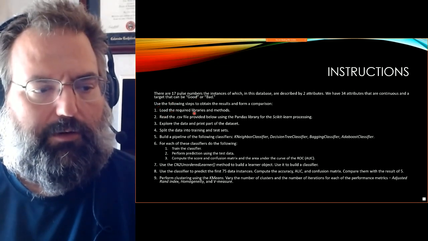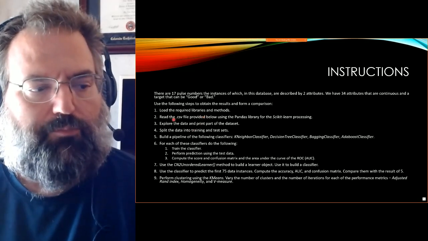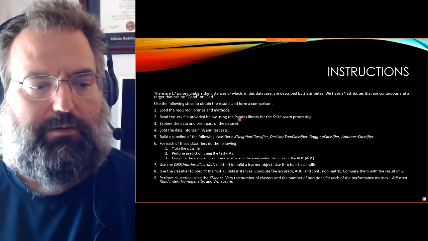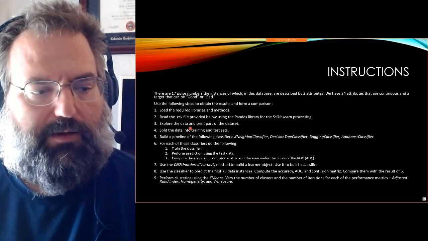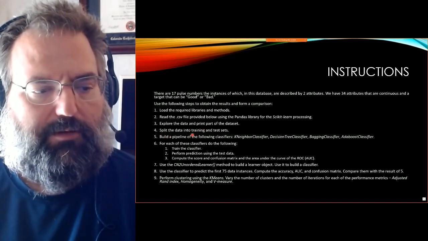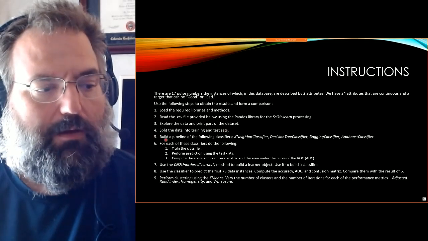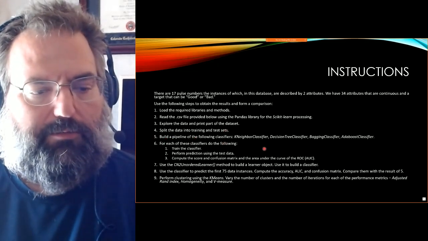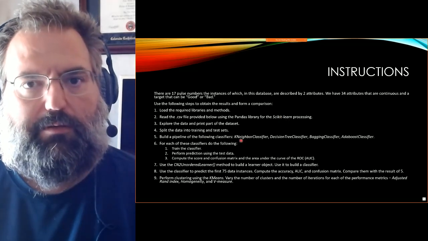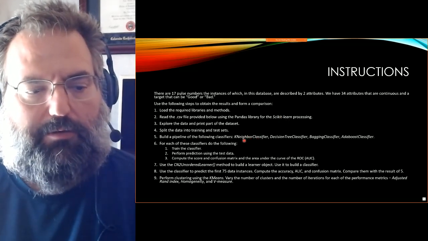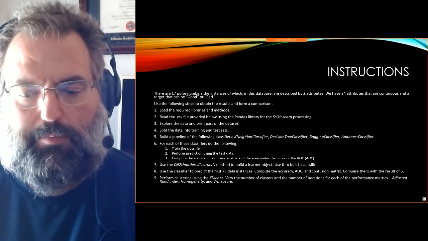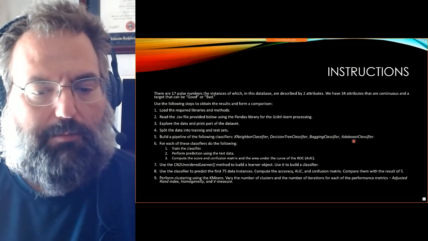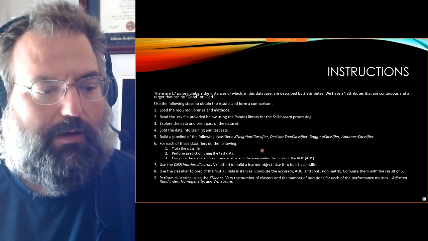So what you're going to do is load in any required libraries that you need. You're going to read the CSV, probably into pandas, and you're going to use scikit-learn to process it. You're going to explore the data, print out some part of the data set, and split the data set into training and test sets, similar to what I talked about. Build a pipeline of the following classifiers. So you're going to do scikit-learn pipelines. That's an important piece of information. And you're going to do, in particular, K-neighbors classifier, decision tree, bagging, and a boost, so ensemble over here as well.